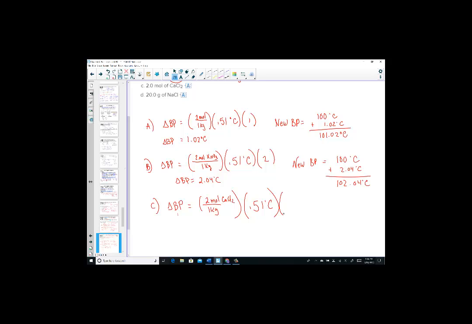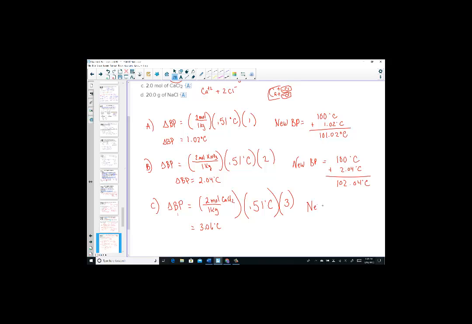How many particles in calcium chloride? When calcium chloride dissociates, we get 1 aqueous ion of calcium and 2 aqueous ions of chloride. Remember this visual. Calcium with its magnitude of charge is +2. It is going to require 2 chlorides to balance it electrically, because it's only a -1. That gives us a total of 3 particles. 2 times 0.51 times 3. And this gives us a boiling point change of 3.06 degrees Celsius.